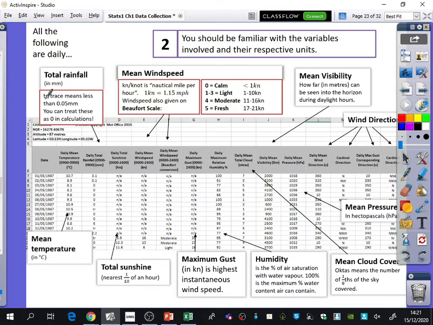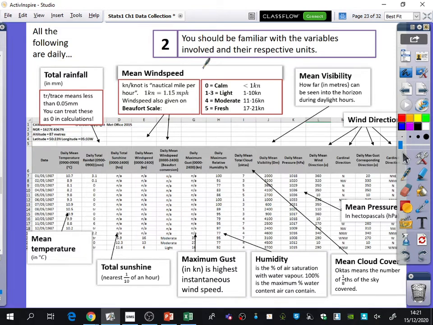But I've written something here. When it says TR or trace, it means that there is less than 0.05 millimeters that has been rained. 0.05 millimeters is barely any rain at all. It's not really rain. So if you ever come across a table and it says TR in the rainfall, you're allowed to use zero in the calculation. A trace of rain means it was basically not even raining at all. Let's just pretend it's zero.